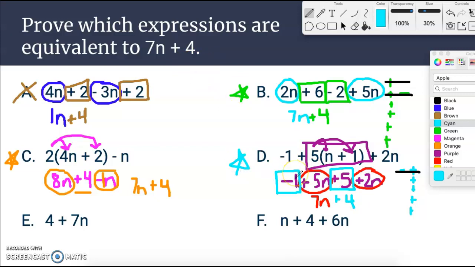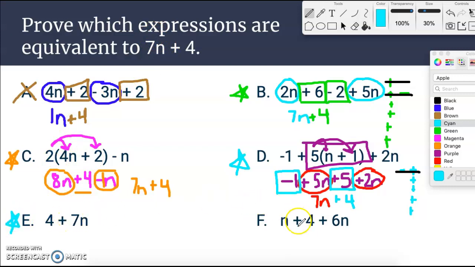Those are equivalent. E, 4 plus 7n. That's simple. There's no distributive property, there's no parentheses, there's no combining like terms. So we check those details. Here we have a constant of 4 and it's positive, so positive 4. Here our constant is positive 4. Here our coefficient is positive 7, and here our coefficient is positive 7, which means that E is equivalent.